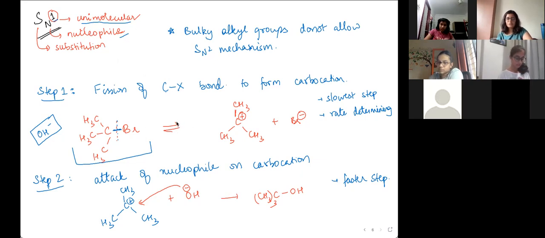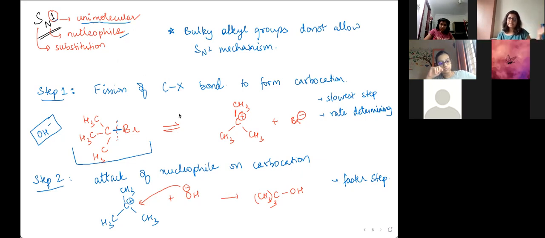So as a general rule, any nucleophilic substitution reaction, if it is methyl or primary, will take SN2. If it is tertiary, with bulky groups, or anything that has a stable carbocation, that will undergo SN1.